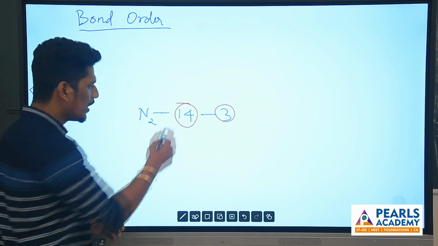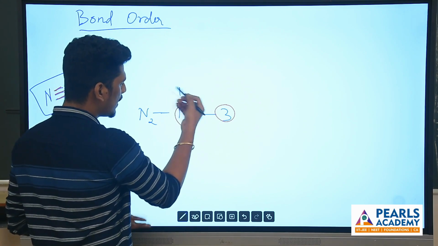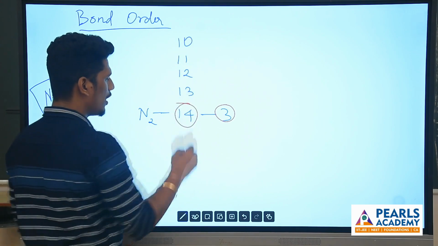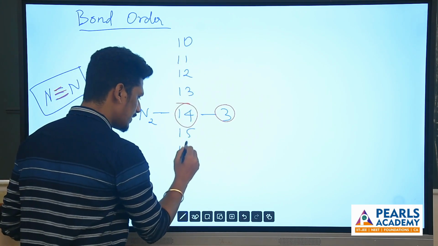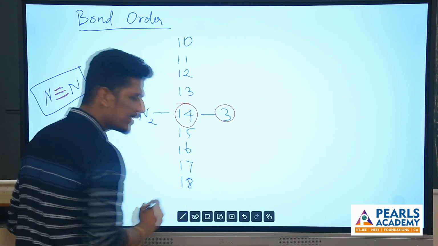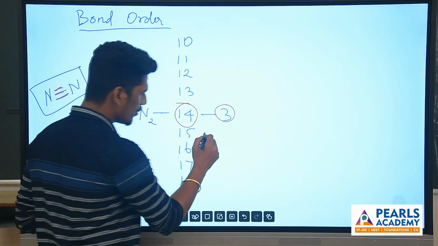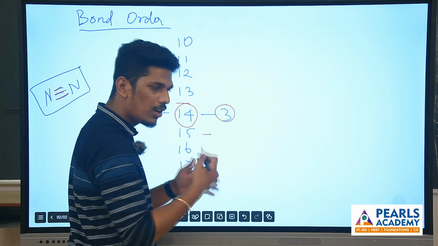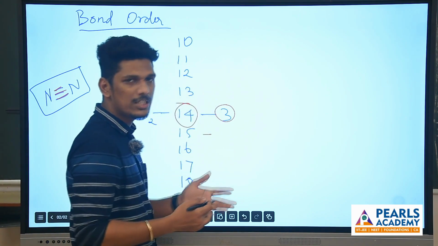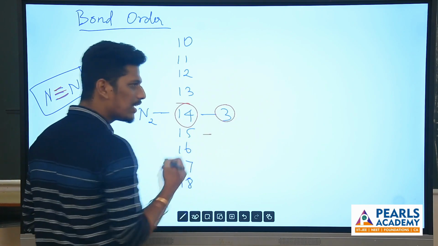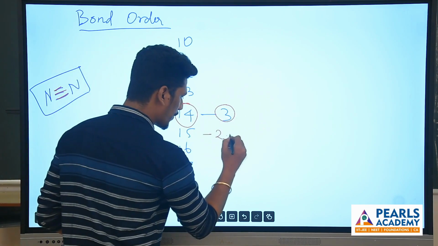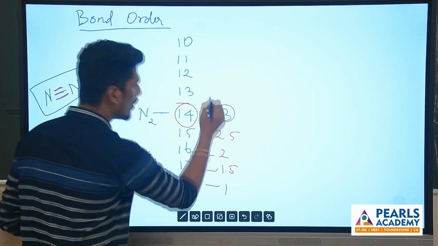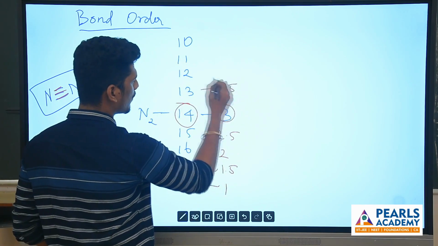What you are going to do is write in ascending and descending manner 13, 12, 11 and 10. Below that it will be 15, 16, 17 and 18. And for the bond order, you write it decreasing by 0.5 on both sides. So if we decrease by 0.5, we will get 2.5, and this one will be 2, this one will be 1.5 and this one will be 1. Likewise you do the same here.